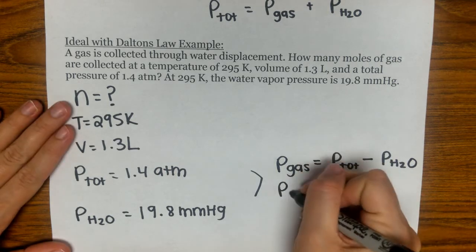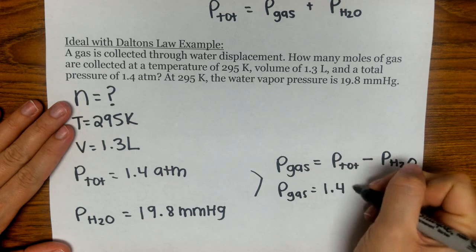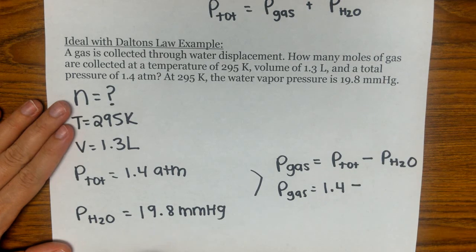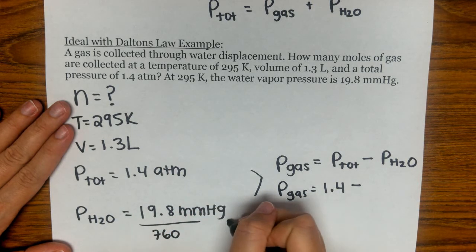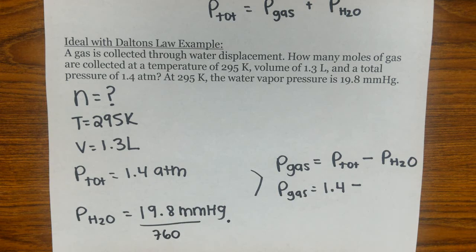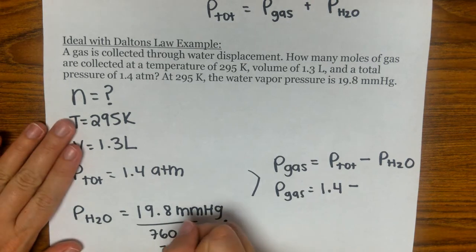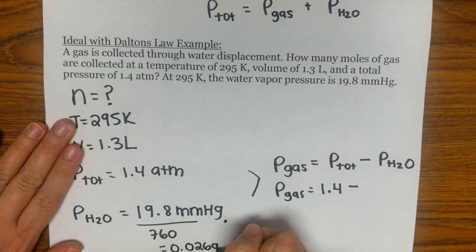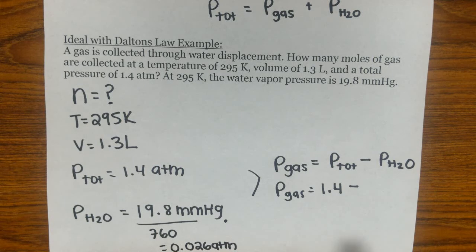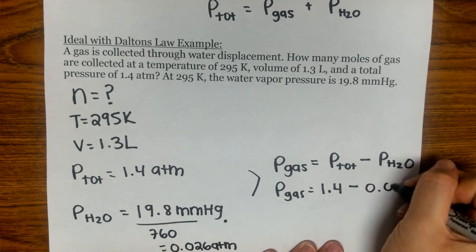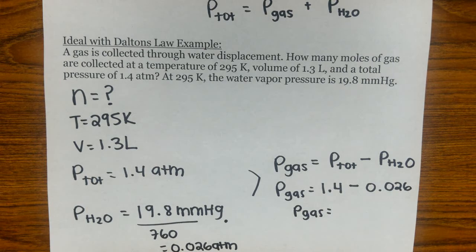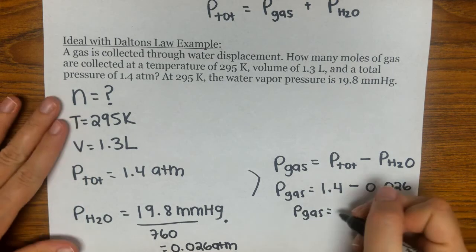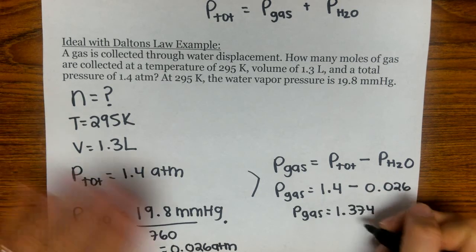Now, pressure of my gas is what I'm looking for. The total pressure is 1.4 atm. Pressure of water is in mmHg, so we have to change that to atm. To go from mmHg to atm, you divide by 760. So 19.8 divided by 760 is 0.026 atm. To get the pressure of my gas, I take my total pressure and subtract the pressure of water, 0.026. And what does that equal? Pressure of my gas is 1.374 atm.